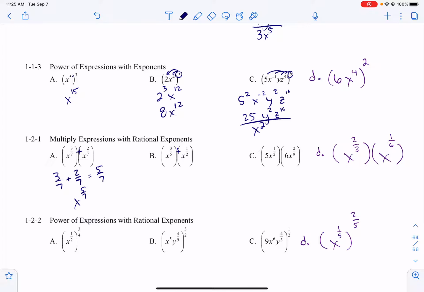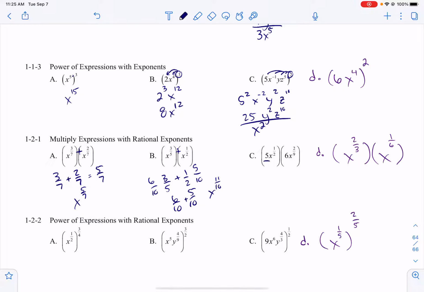On this one, I'm going to add 3/5 and 1/2, but I need a common denominator, which is going to be 10. So on the left, this multiplies by 2. On the right, I have to multiply by 5. So I end up with 6/10 plus 5/10, which becomes x to the 11/10, because 6 plus 5 is 11.